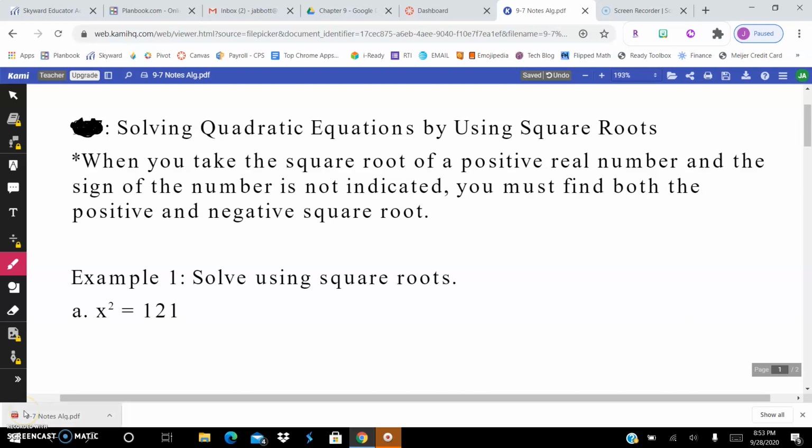Today we're still solving quadratic equations, but we are going to do that by using square roots. When you take the square root of a positive real number and the sign of the number is not indicated, you must find both the positive and the negative square root. So we are going to actually have two answers for these problems today.